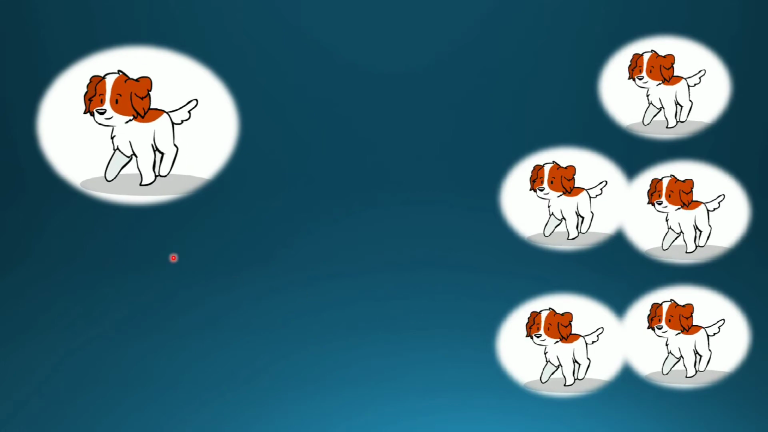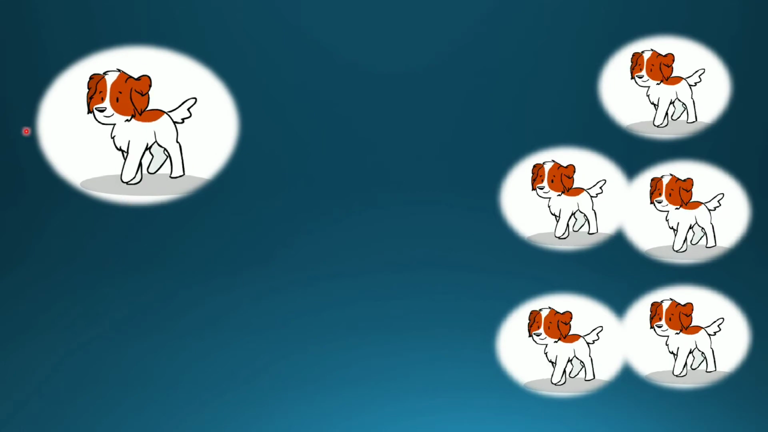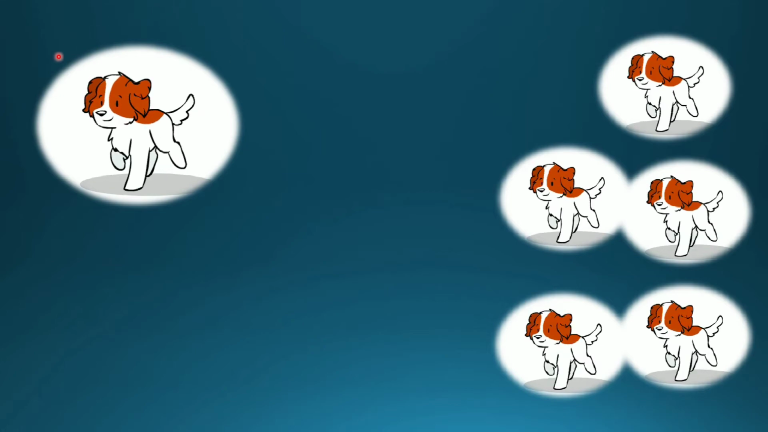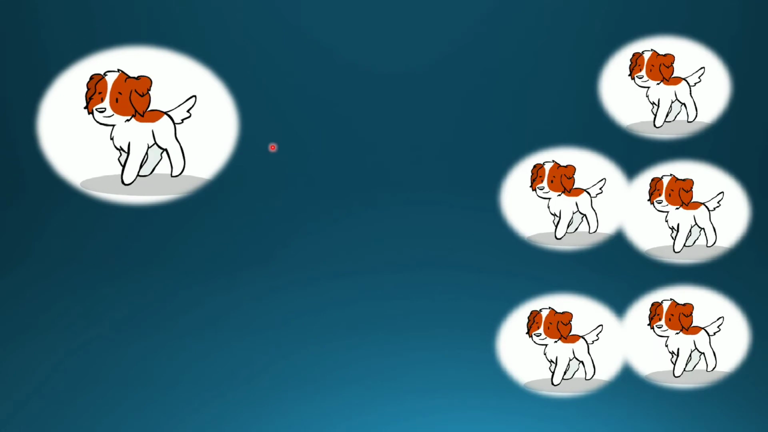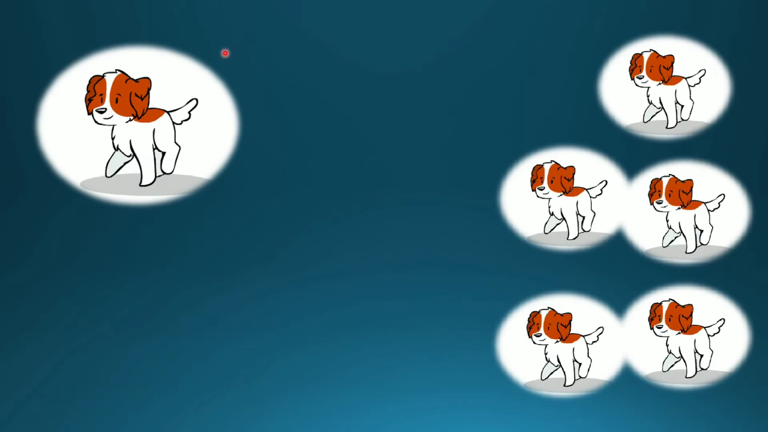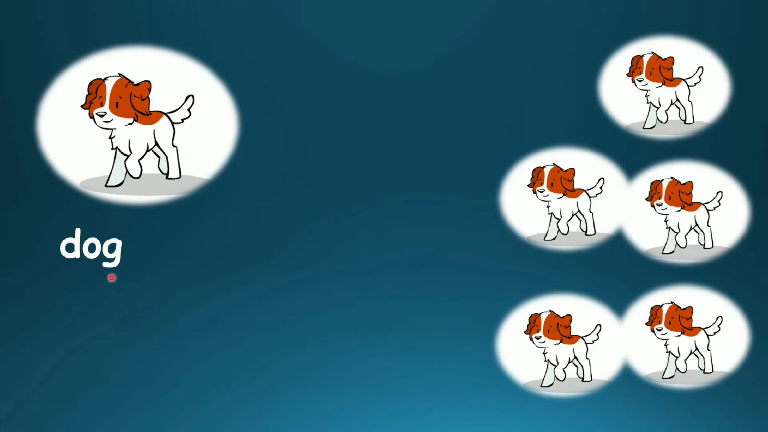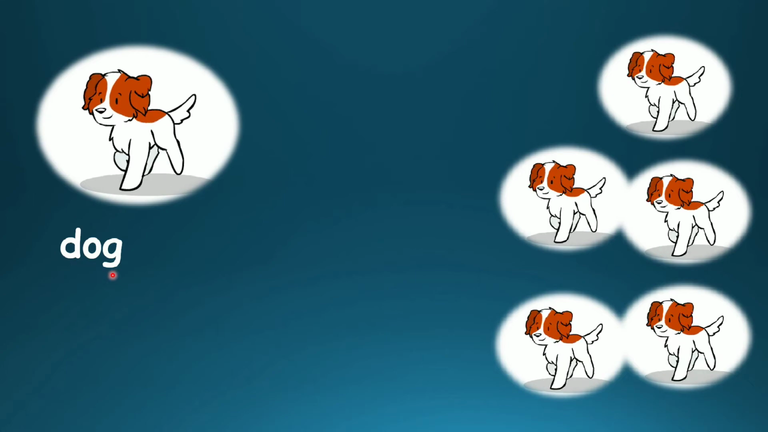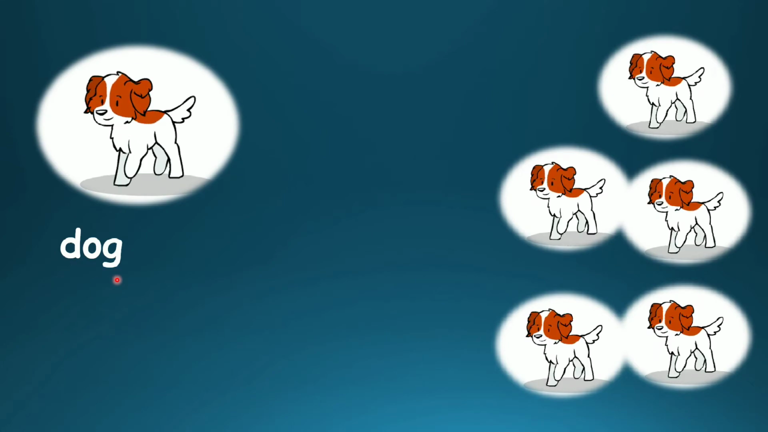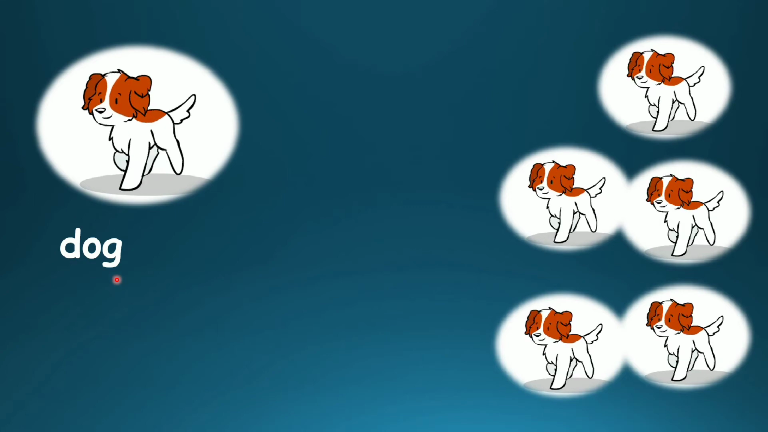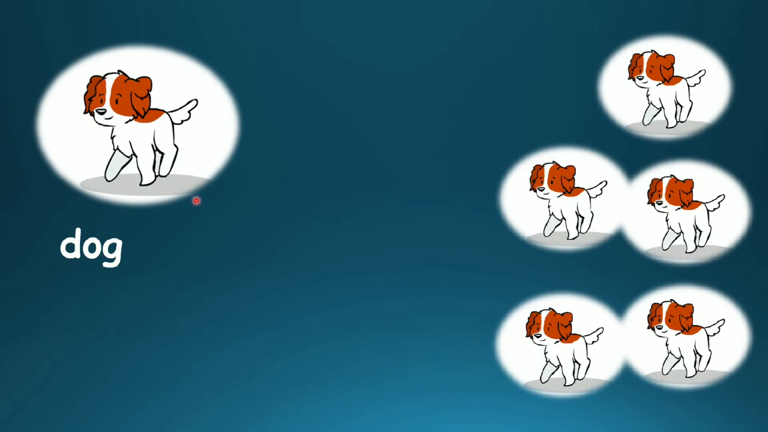And lastly, we have this animal. How do we call this animal? We usually keep them at home with us. Well, if you guessed a dog, that's amazing. That's correct. This is our dog. And how many? It is one.